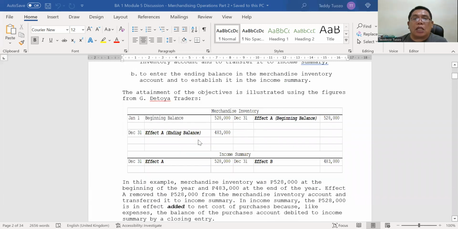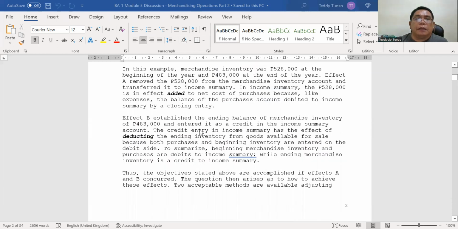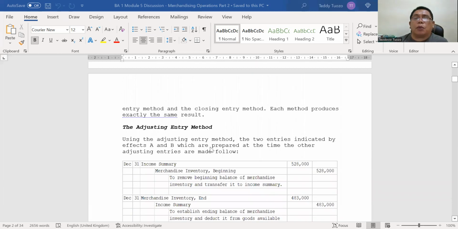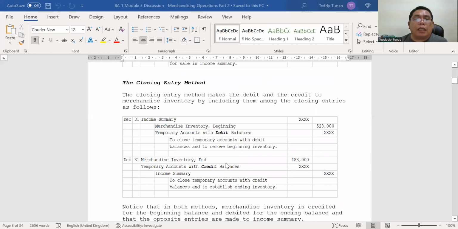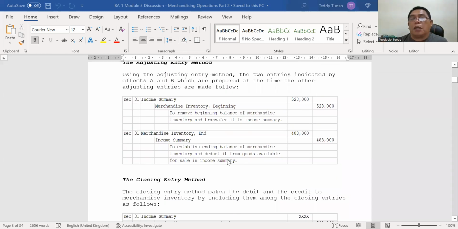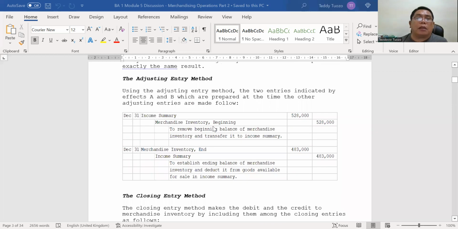So we have an illustration. What would be its effect? There will be two methods of closing entries for merchandising: the adjusting entry method and the closing entry method. But what is common and acceptable, class, is always the adjusting entry method. Using the adjusting entry method, two entries indicating the effects of A and B are prepared at the time the other entries are made, as follows.